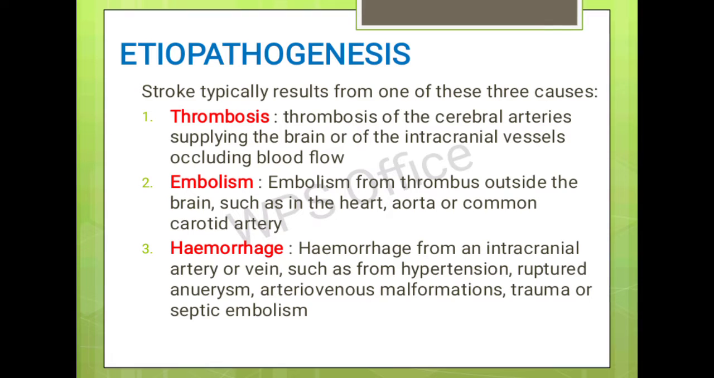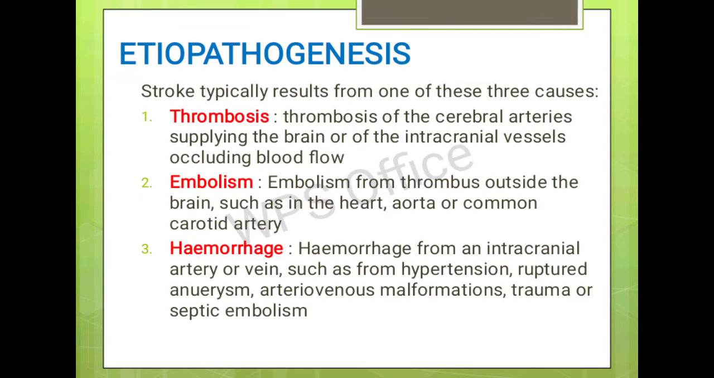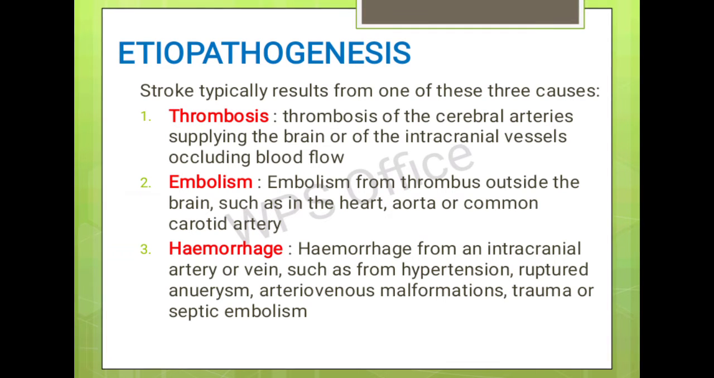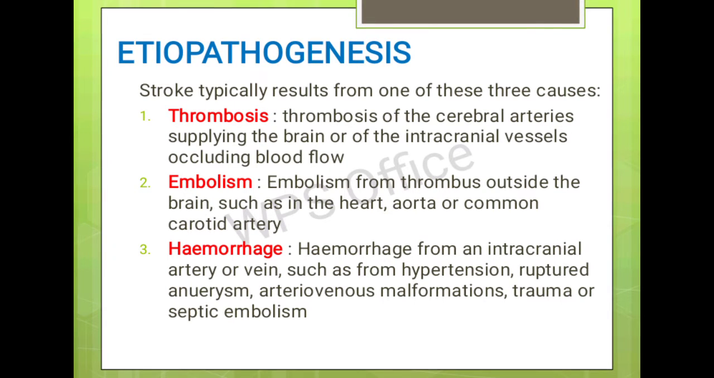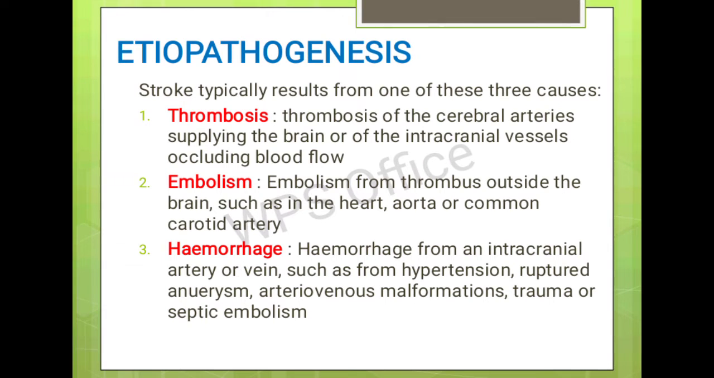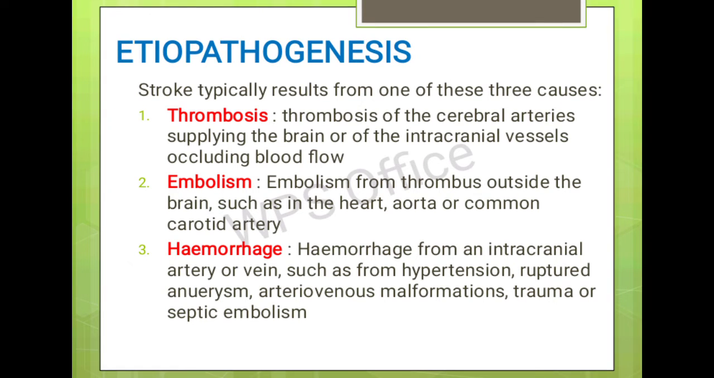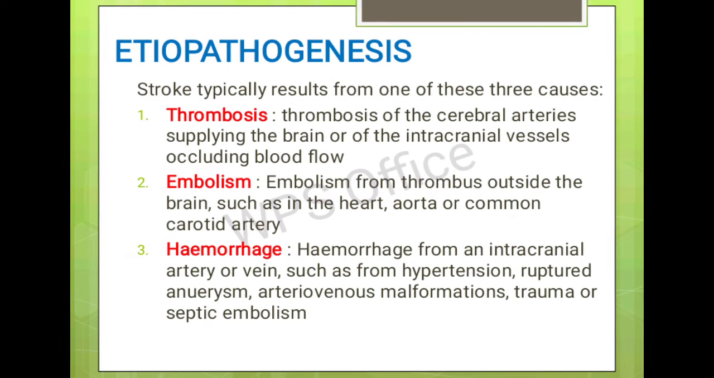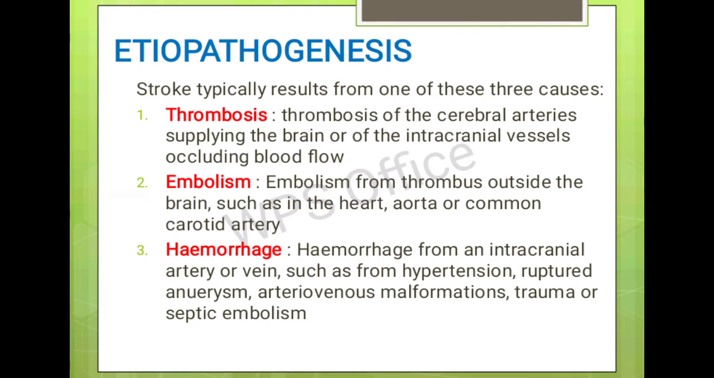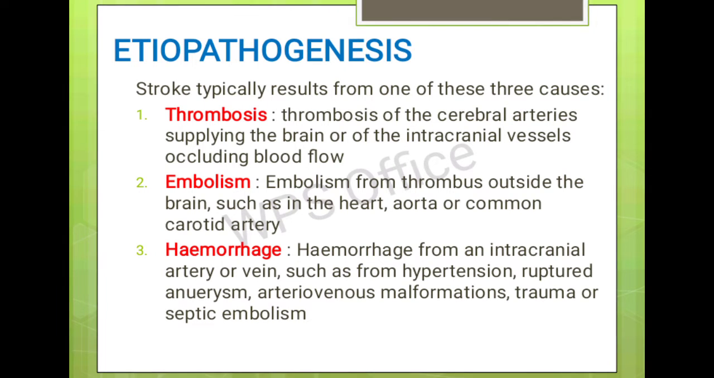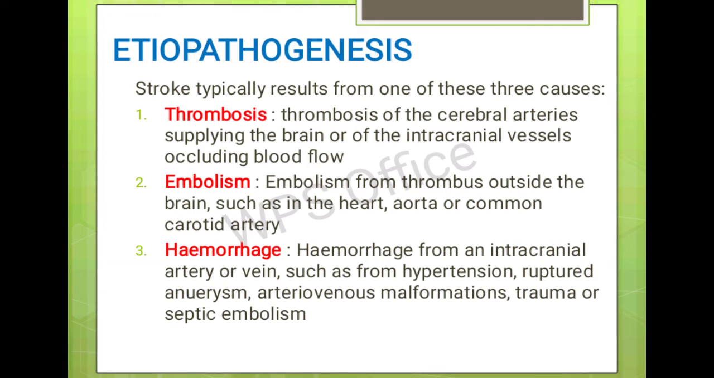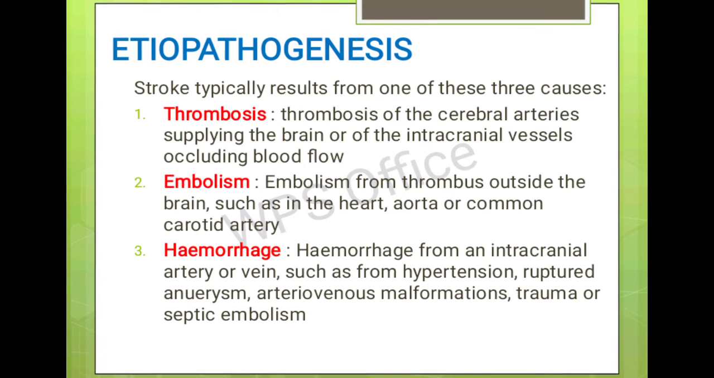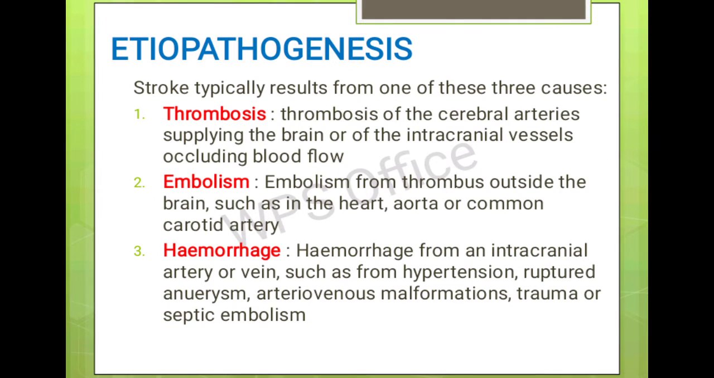Then next is the embolism. Embolism can arise from other parts of the body like the heart, aorta, or the common carotid artery. The embolism might come from these structures in the form of plaque, air, or fat, whatever form it may come in, and reach a part of the brain. Then it will occlude and deprive the area of the oxygen supply.